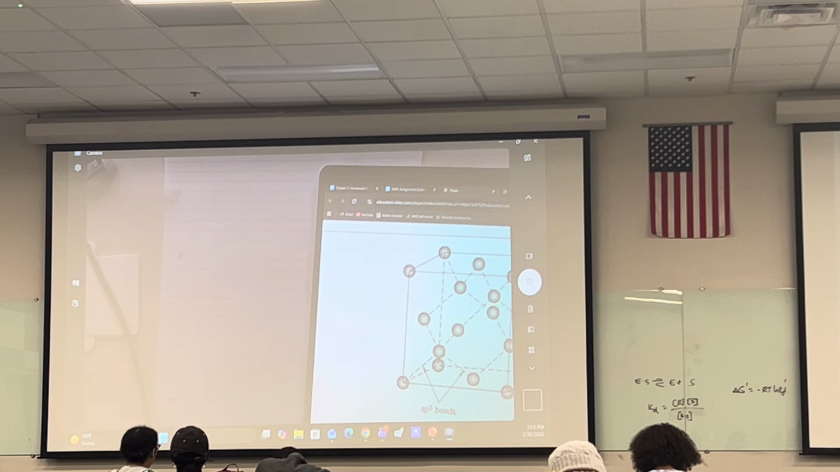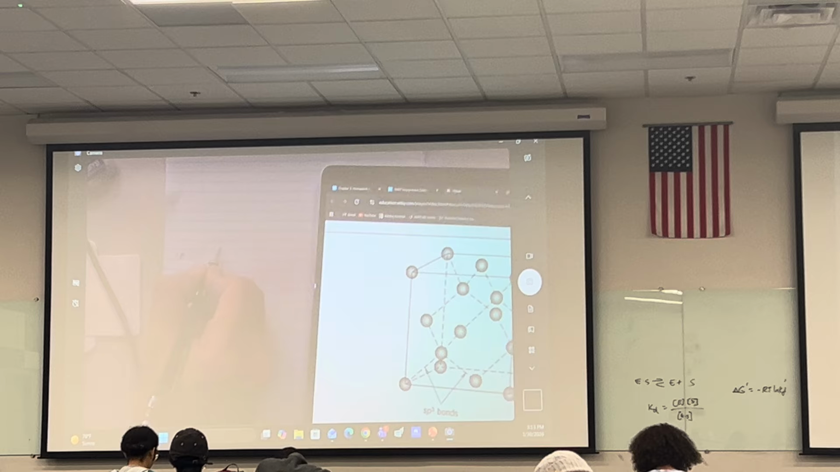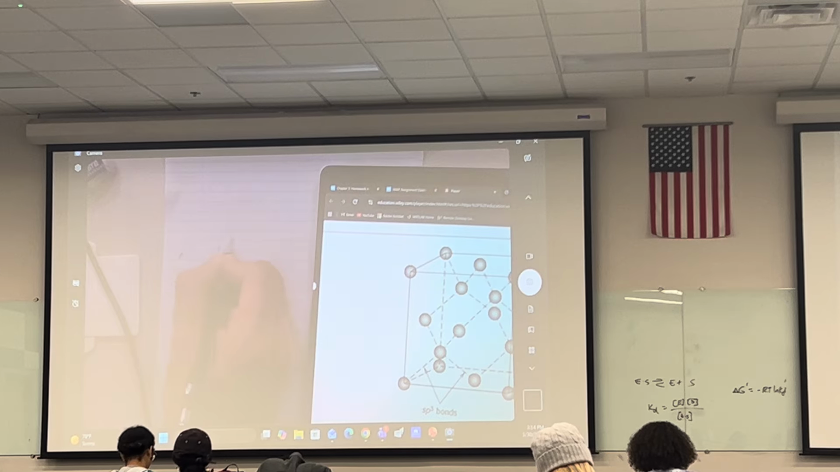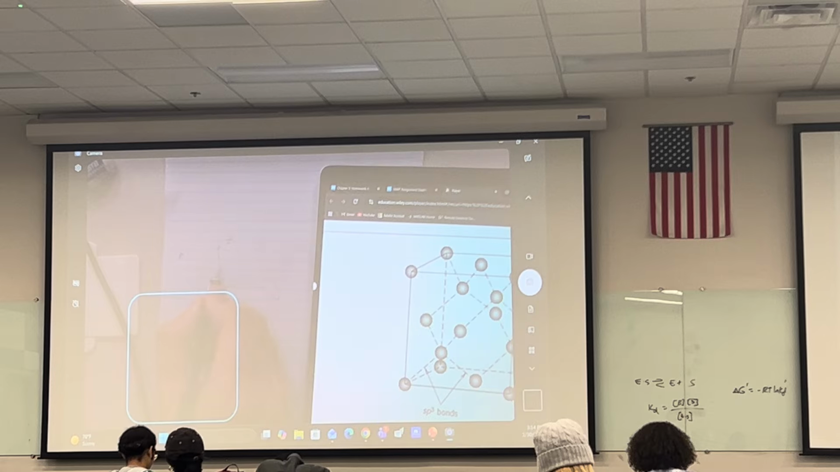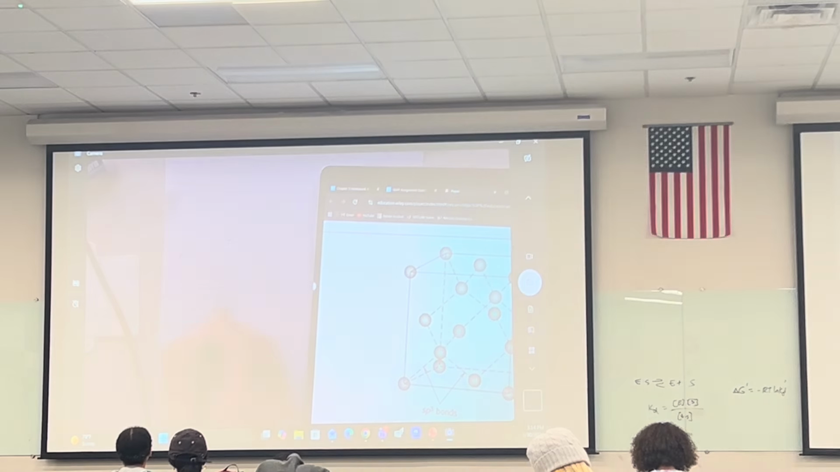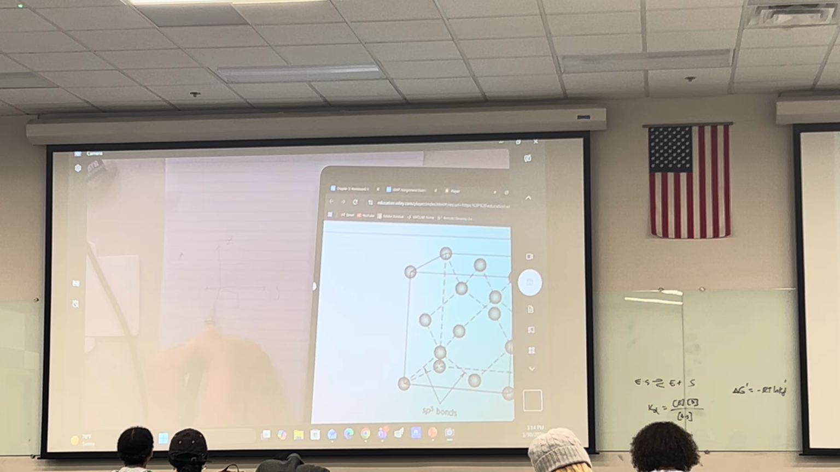So basically what we are doing is something like this. It's going to be x, y, and z, and we can project the unit cell on these axes. Something like this.